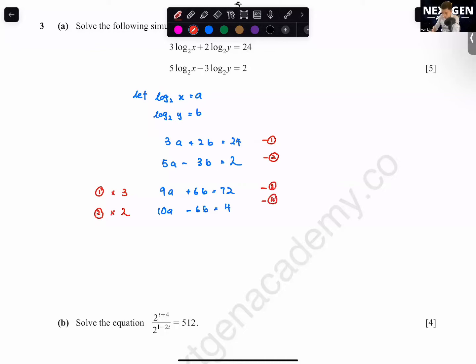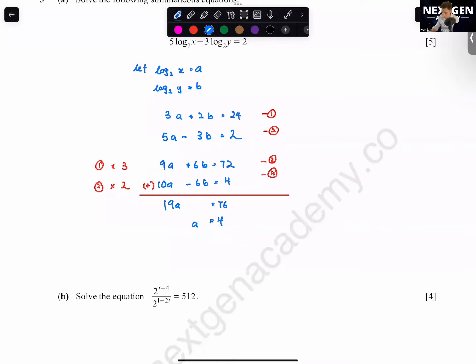I want to eliminate both of these. I will plus both the equation together. Different symbol, we got to plus it. However, if you are using substitution, doesn't matter. Same thing. 19a equals to 76. a is equals to 76 over 19, which is equals to 4. Let's find the b. I'm going to sub a into 1. 3 times 4 plus 2b equals to 24. 2b equals to 12. b is equals to 6.